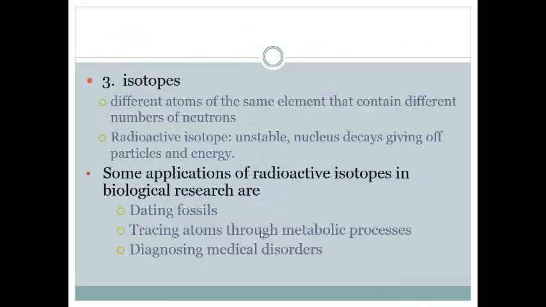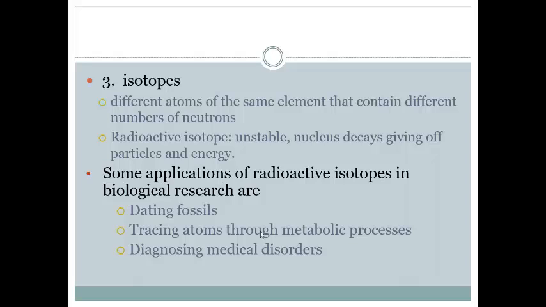Throughout AP Biology, we're going to discuss many different isotopes. Isotopes are different atoms of the same element. They have the same number of protons because they're the same element, but they have a different number of neutrons. So they have the same atomic number, but they have a different atomic mass.